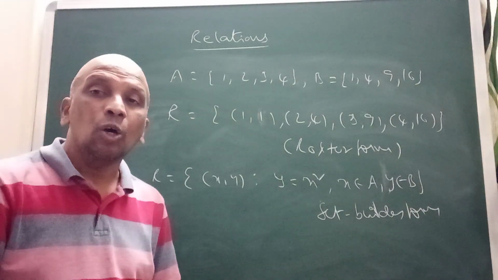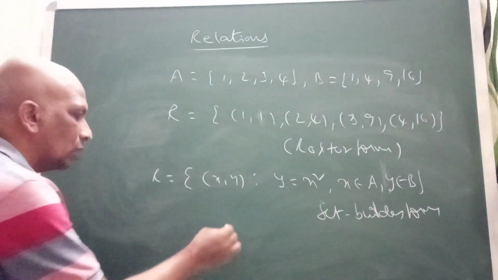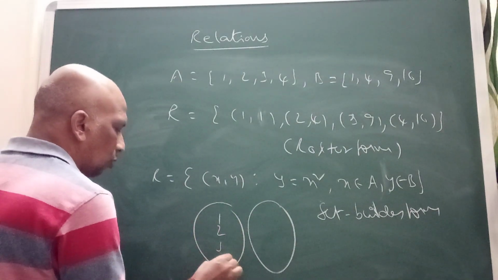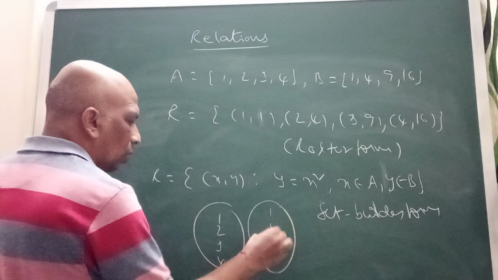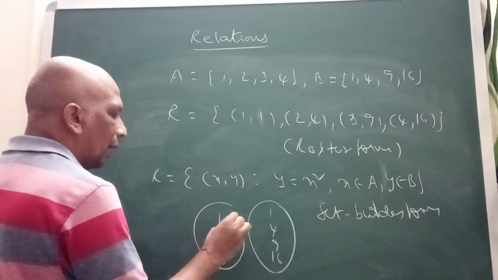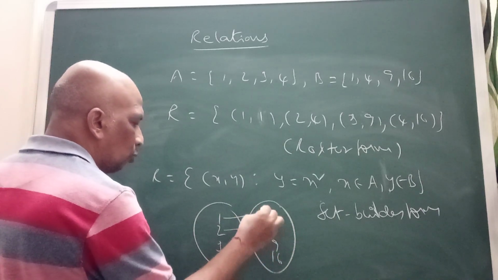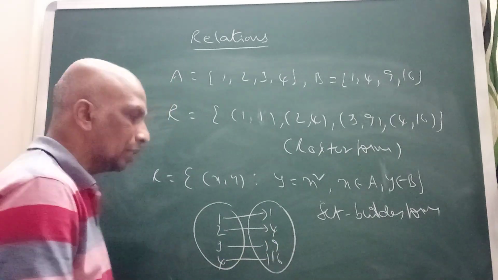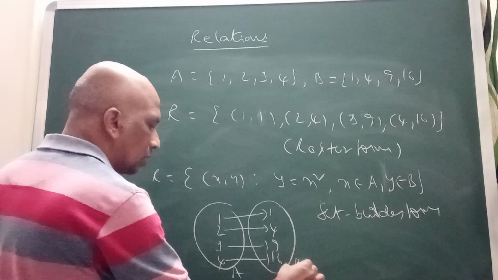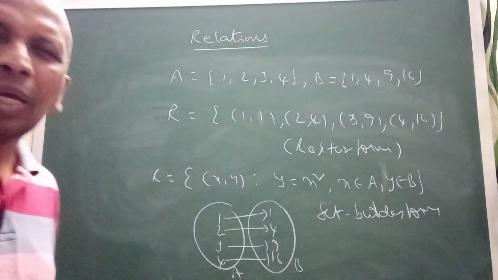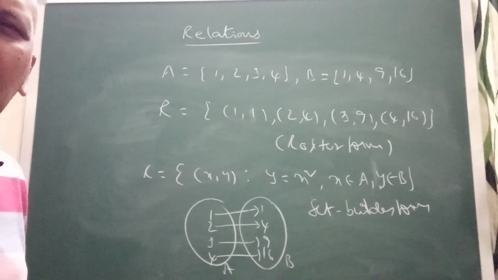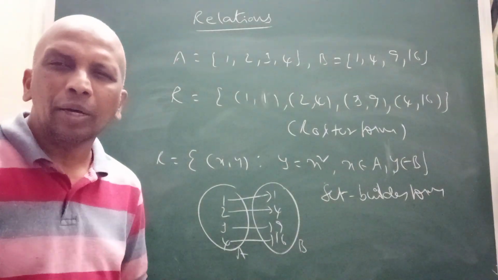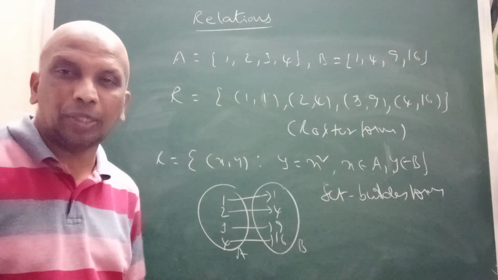Suppose they are asking for visual representation, the arrow diagram. What is the visual arrow diagram? I can consider 1, 2, 3, 4 on one side and 1, 4, 9, 16 on the other. Then I draw arrows 1 to 1, 2 to 4, 3 to 9, 4 to 16. So this is set A, this is set B, and this is called visual representation. Like this you can express it.